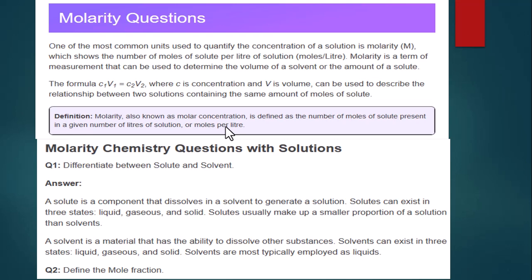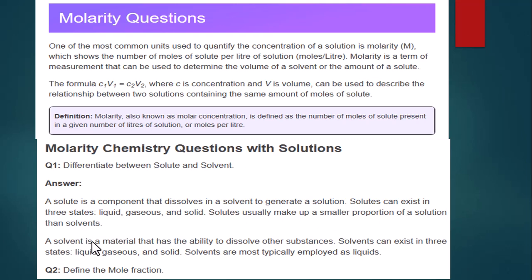So normally, even in our practical everyday life, the amount of the solute is always smaller than the amount of the solvent, because it has to be dissolved inside there. So this is just what they are saying there. All right, so the solute can exist in three states: liquid, gas, and a solid. So solutes usually make up a smaller portion of the solution than the solvent. We know this in practical.